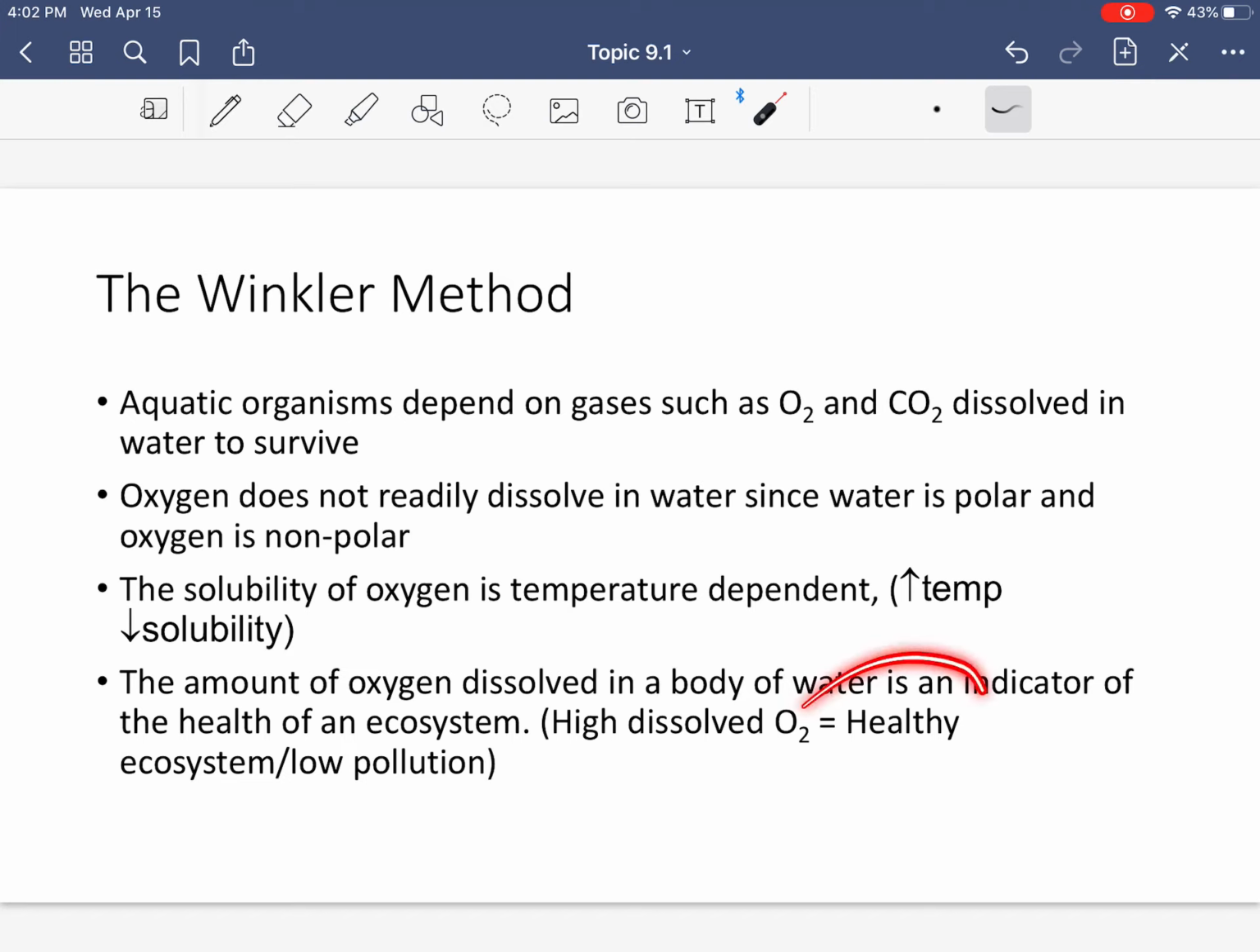More oxygen, you have a healthy ecosystem. Your fish is going to thank you.